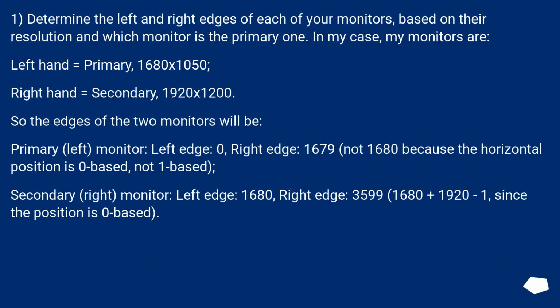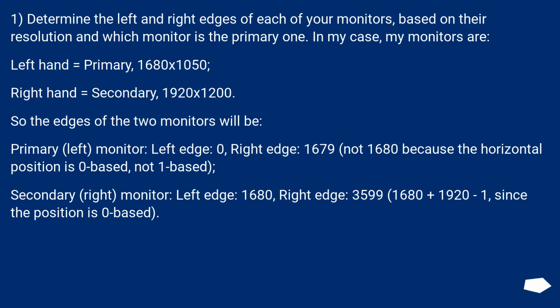(1) Determine the left and right edges of each of your monitors, based on their resolution and which monitor is the primary one. In my case, my monitors are: left hand equals primary, 1680 by 1050. Right hand equals secondary, 1920 by 1200. So the edges of the two monitors will be: primary, left monitor, left edge 0, right edge 1679, not 1680, because the horizontal position is 0 based, not 1 based.